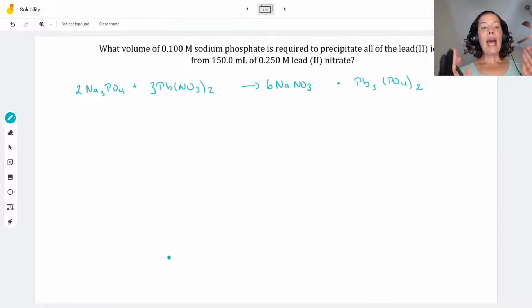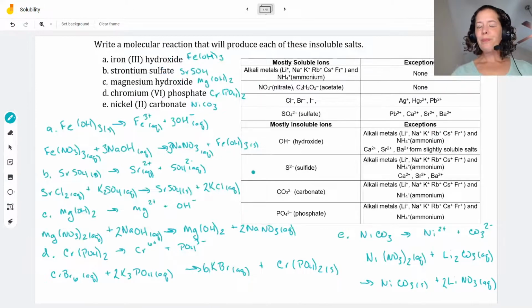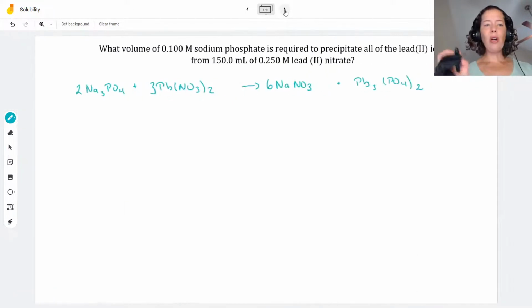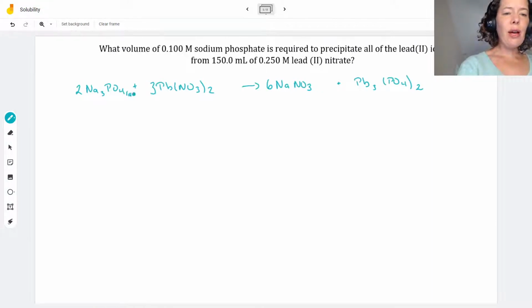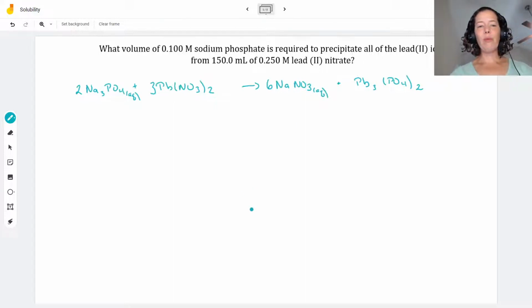Okay, so now that we have a reaction, what we're trying to do is precipitate all of the lead-2 ions. So I really want to make sure, first of all, that this is insoluble, and I want to make sure that all of these guys are soluble. So let's check solubility rules. Again, we know that anything with sodium is going to be soluble, so I'm going to go ahead and put that in here. So I know that my sodium phosphate is going to be soluble, and my sodium nitrate is going to be soluble. Nitrates, we know that these are all soluble. So I'm going to go ahead and put that there.